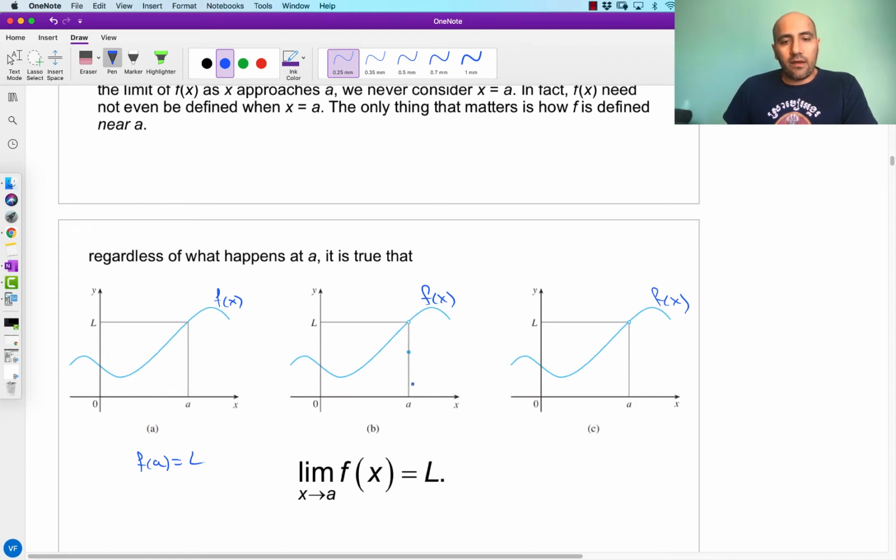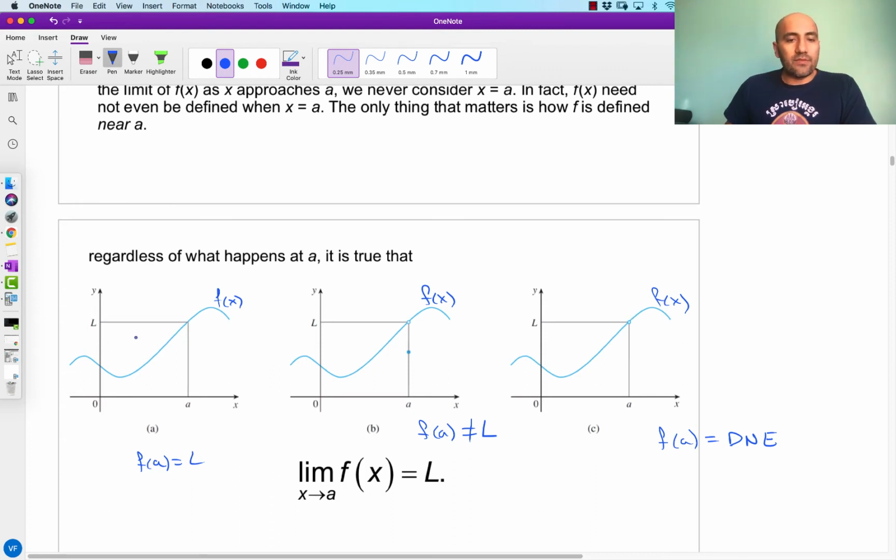Over here, f of a is defined to be something, but it's not equal to L. It's equal to something else, right? And then over here, f of a is not even defined, right? So here, f of a does not equal capital L, but it is defined. Whereas over here, f of a is not defined, does not exist, right? But we don't really care.